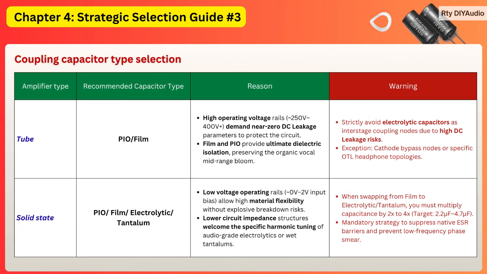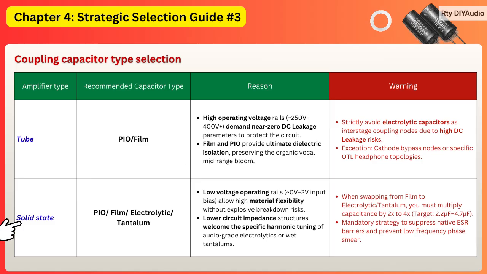Look at Part 3. Let's establish the mandatory laws for coupling capacitor type selection, dictated strictly by your amplifier's core circuit topology. For vacuum tube amplifiers operating at high voltage rails between 250 to 400 volts, you must strictly deploy paper and oil or premium film technologies. These packages provide ultimate dielectric isolation and near-zero direct current leakage, which is absolutely vital to prevent high voltage leakage from shifting grid bias parameters and destroying your vacuum tubes.